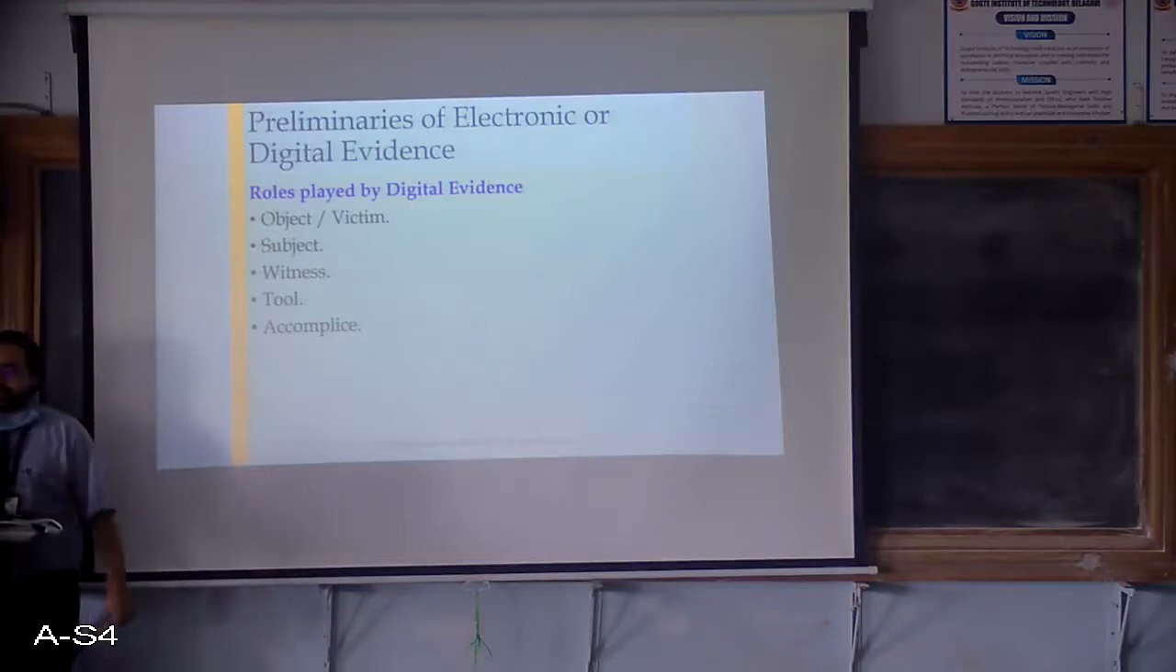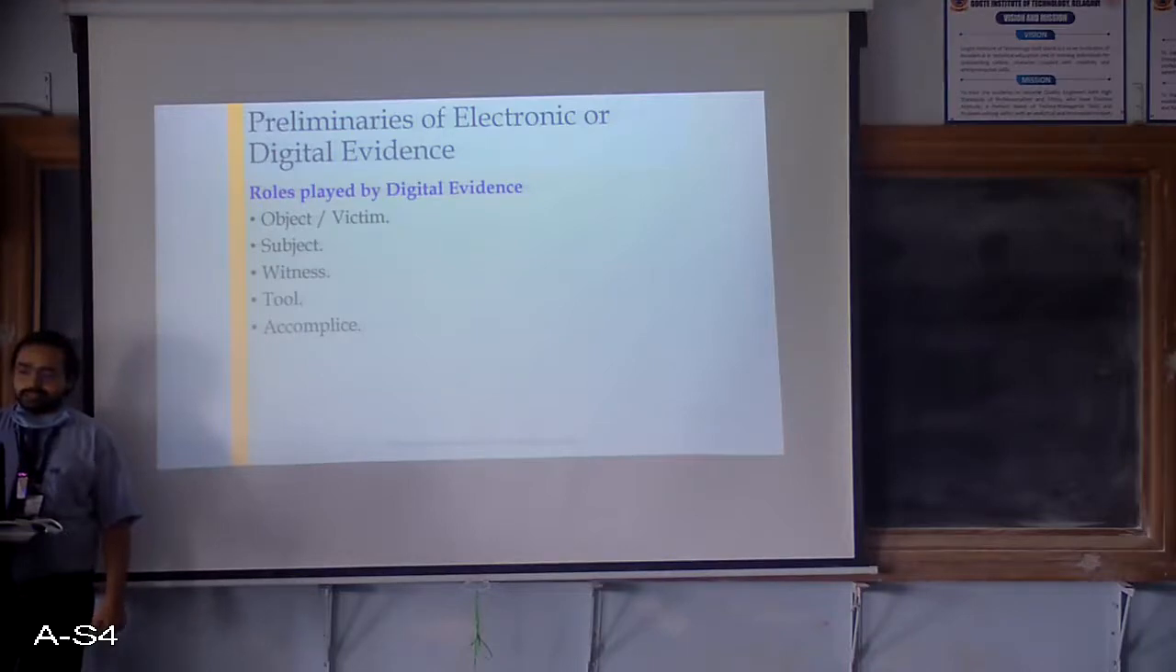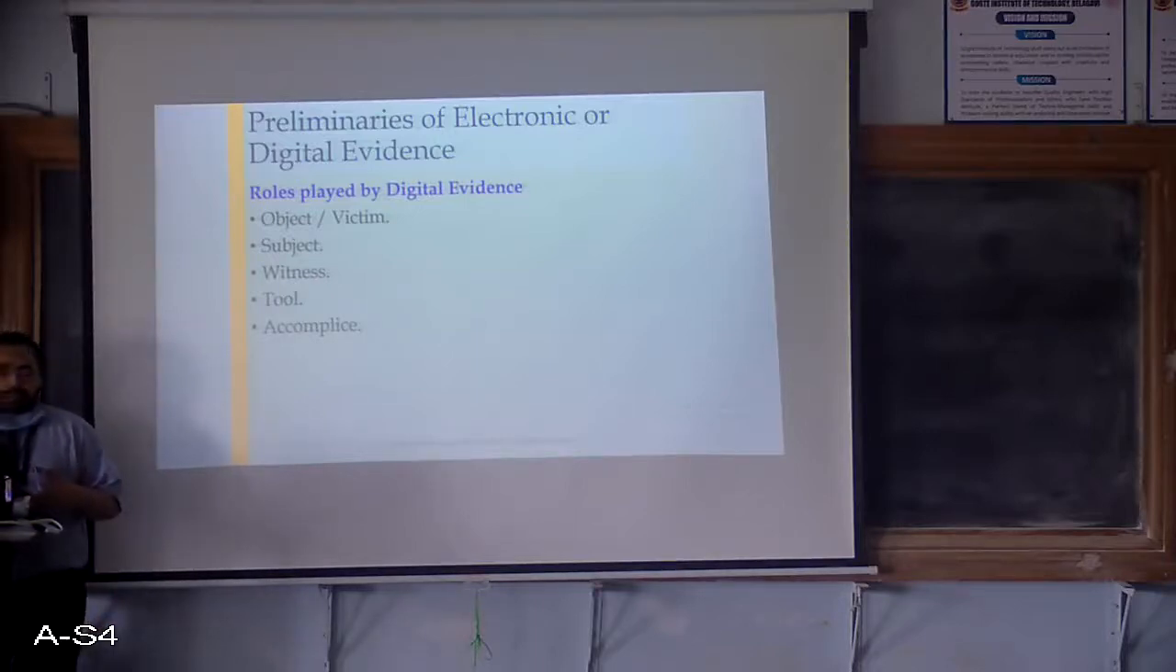Now, let's move to the next topic, that is preliminaries of electronic or digital evidence. Now, there are different roles played by digital evidence. Okay, there are basically five roles. One is the object or a victim, second one is the subject, third one is the witness, fourth one is the tool, and fifth one is the accomplice.